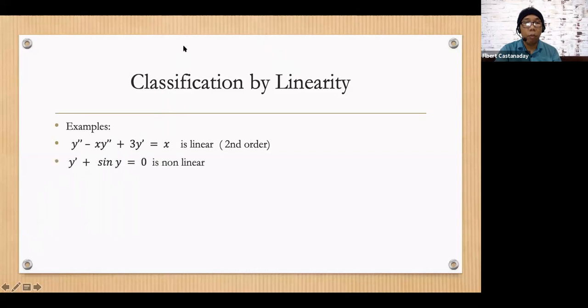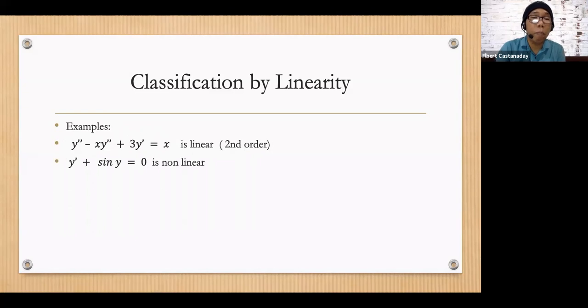Just like this: y double prime minus x y double prime plus 3y prime equal to x. The coefficients, like x, are linear anyway, and they don't matter. We focus on the dependent variable y. For y double prime, the power is 1. For y prime, the power is 1. So no other violations here. This is linear second order. Again, there is no degree here; when we talk about degree, it is first degree for linear ODEs.